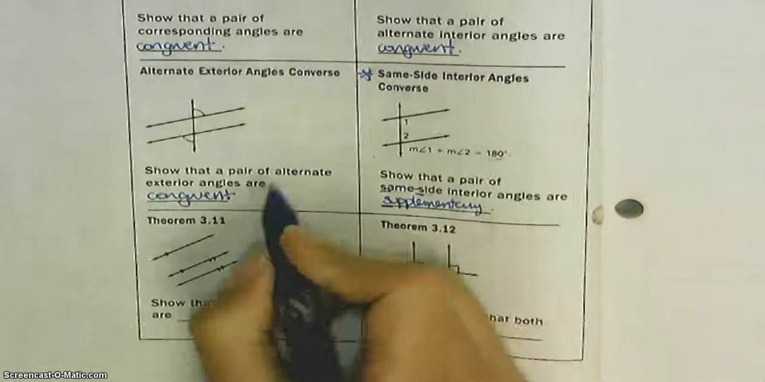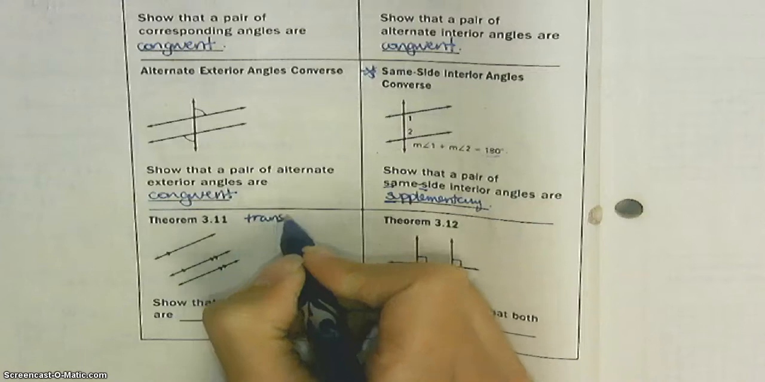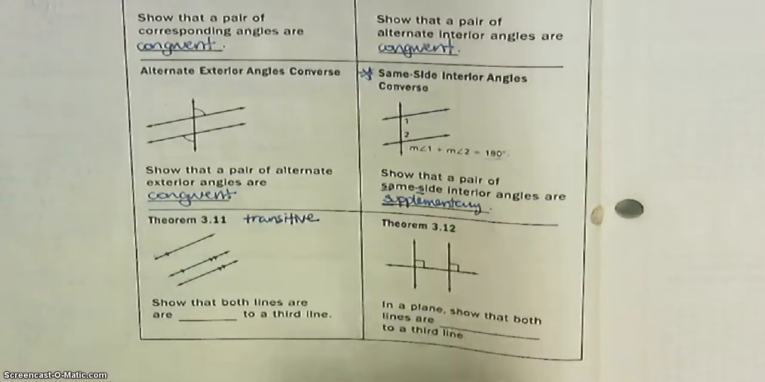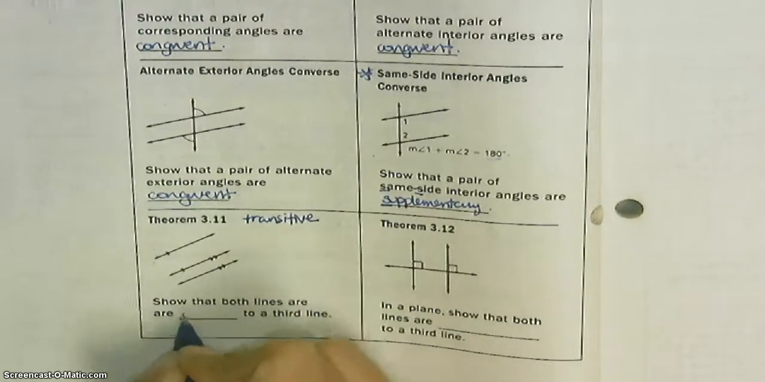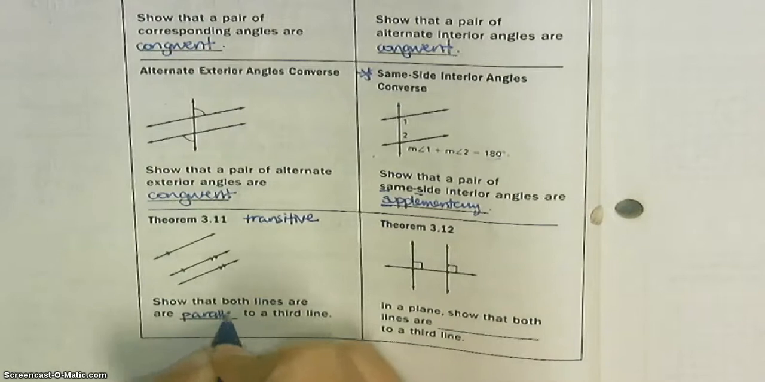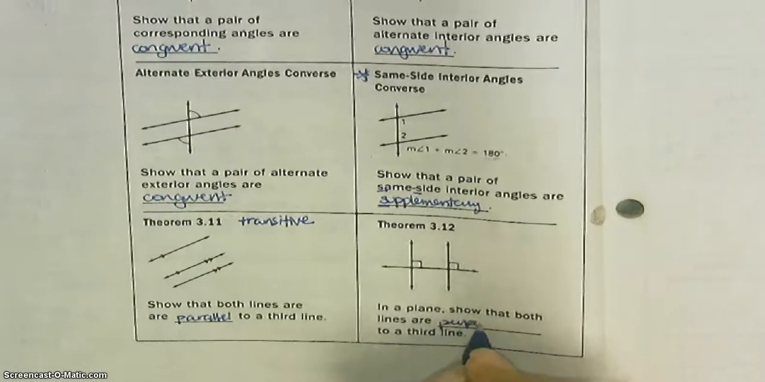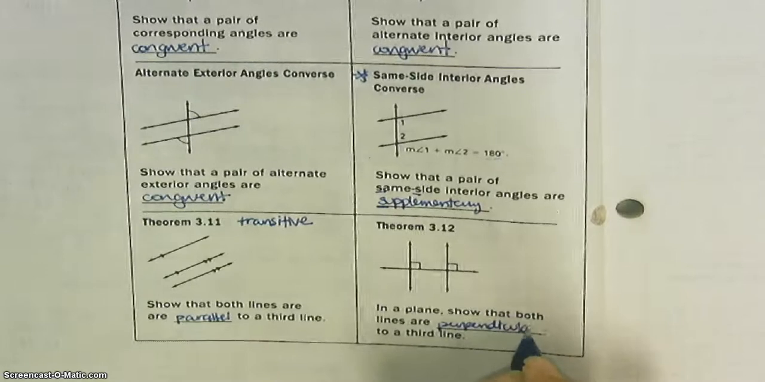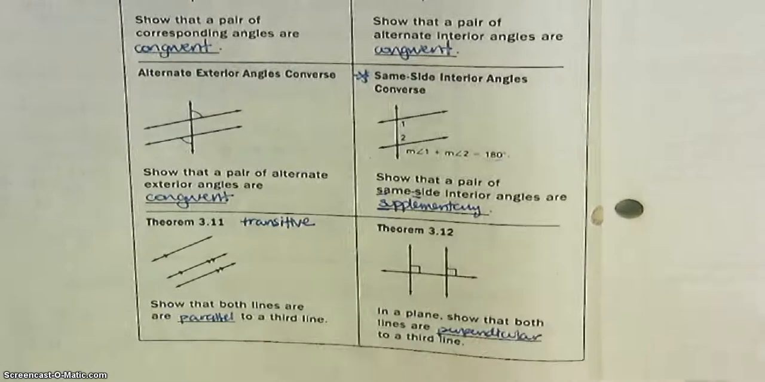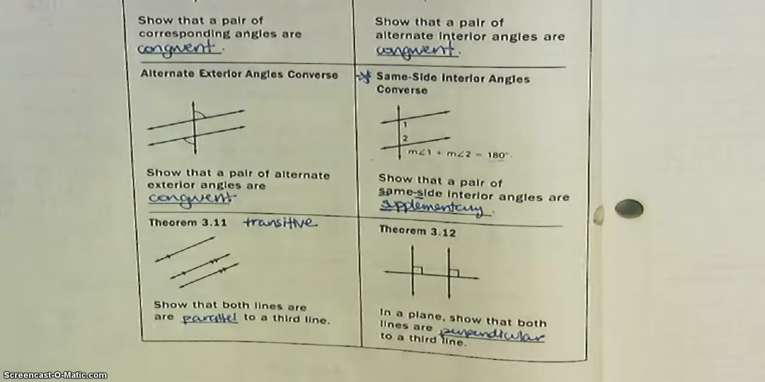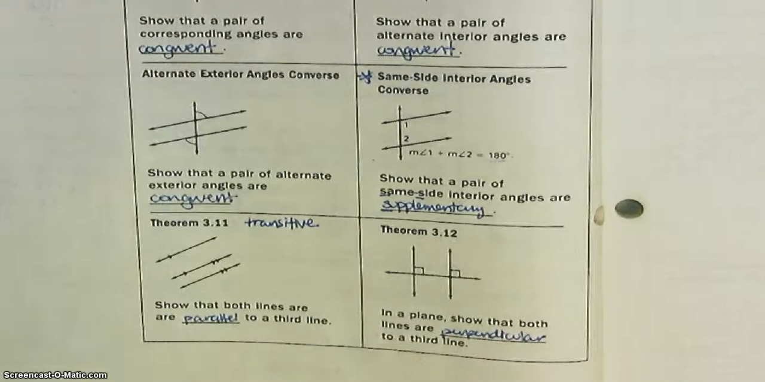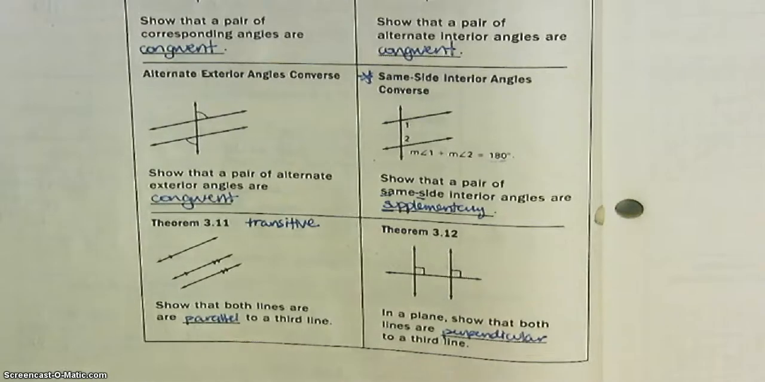Another way is the parallel transitive theorem we learned: if both lines are parallel to a third line, or if they're both perpendicular to a third line. These are the 2 that we learned today. But those are the 6 ways that you now know how to show that lines are parallel.